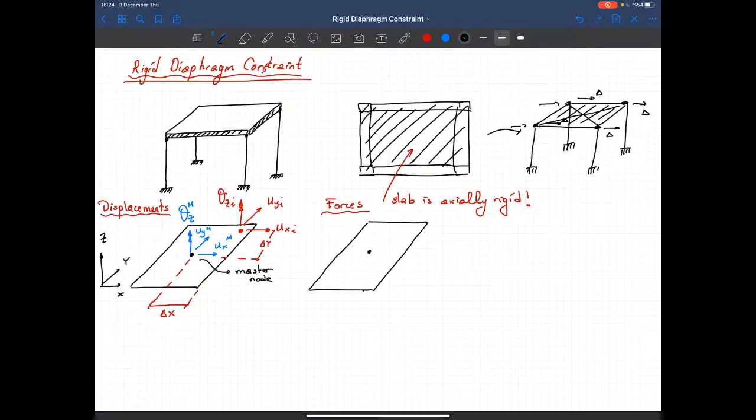So at the centroid, I have the forces Fxm, Fym, and the moment Mzm. And let's show the forces at the same node: Fxi, Fyi, and Mzi. Okay.